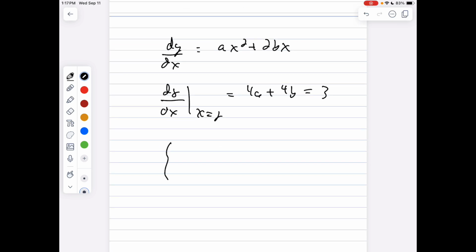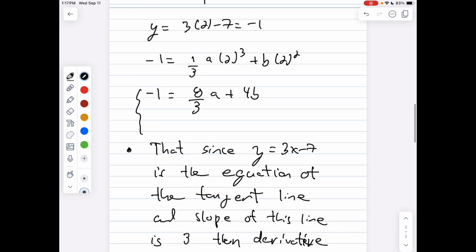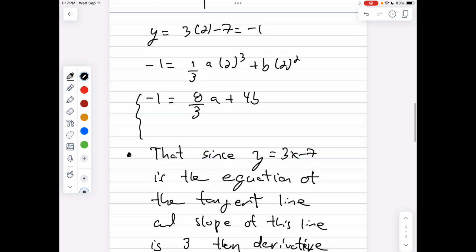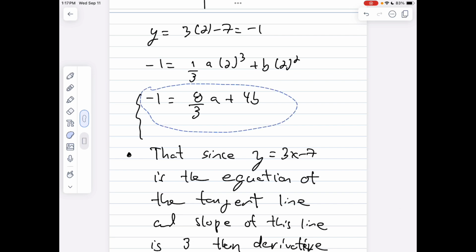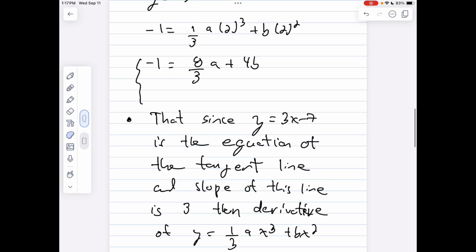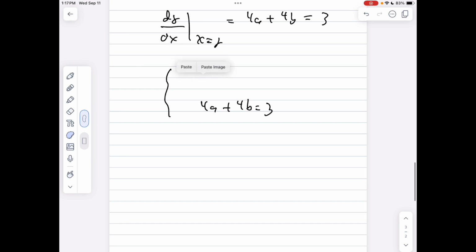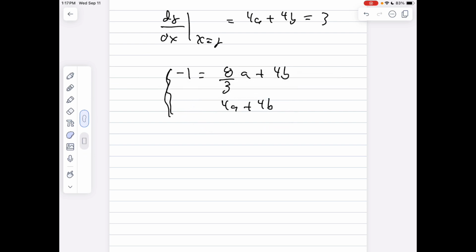So now we have two equations. We have 4a plus 4b equals 3. And then, let me go back over here. We had minus 1 equals 8/3 a plus 4b. Okay, so we have two equations, and I'm going to just rewrite the second equation. Just put the 3 on the other side.